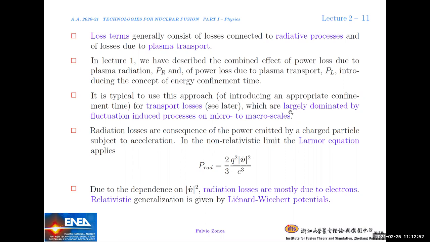However, for the radiation losses, we know very much the details of the processes. So what we can do is calculate very precisely the radiation losses. So what is the origin of the radiation losses? Essentially, they are all a consequence of the fact that one single charged particle, so again, there is the electric charge as a source of all this type of phenomenology. One charged particle, when it is subject to acceleration, emits power.